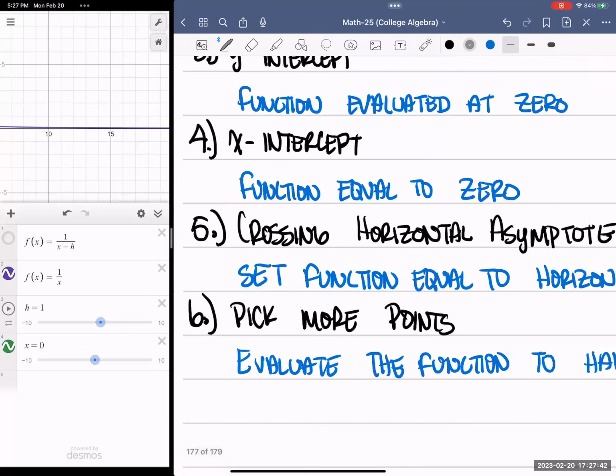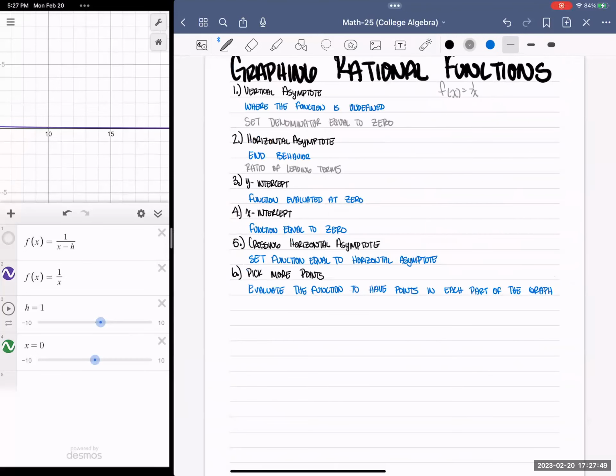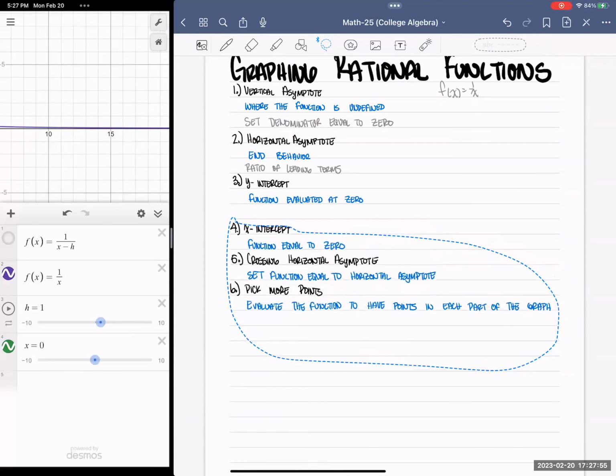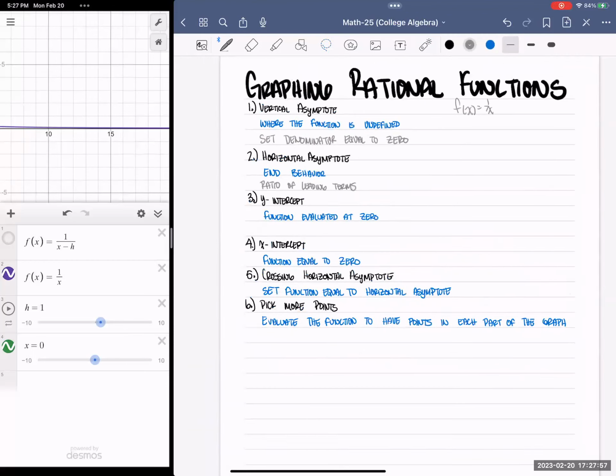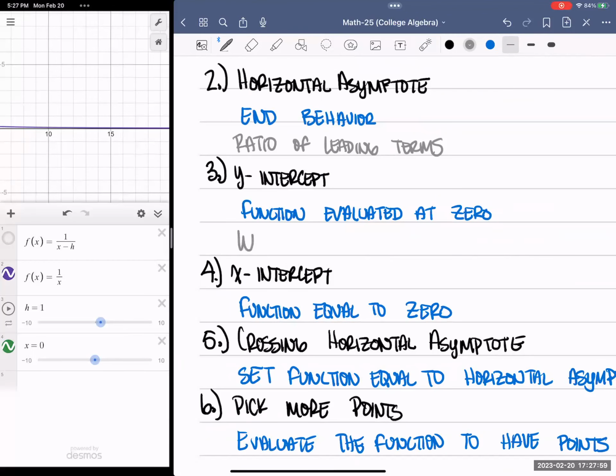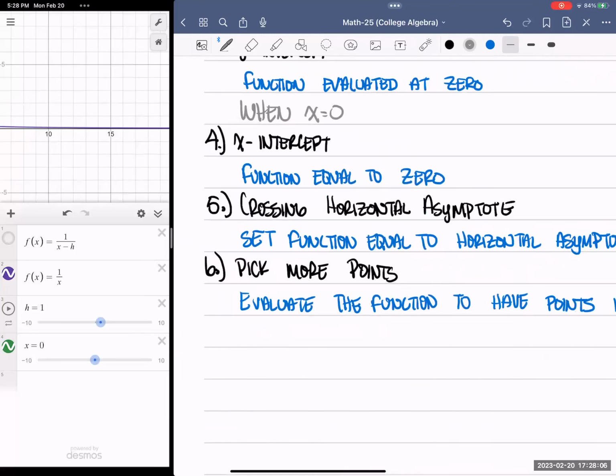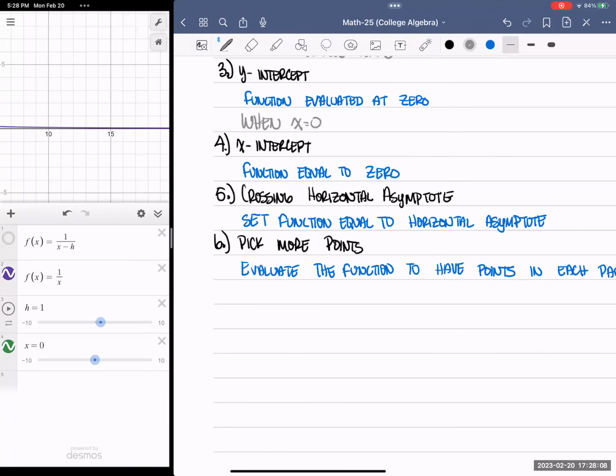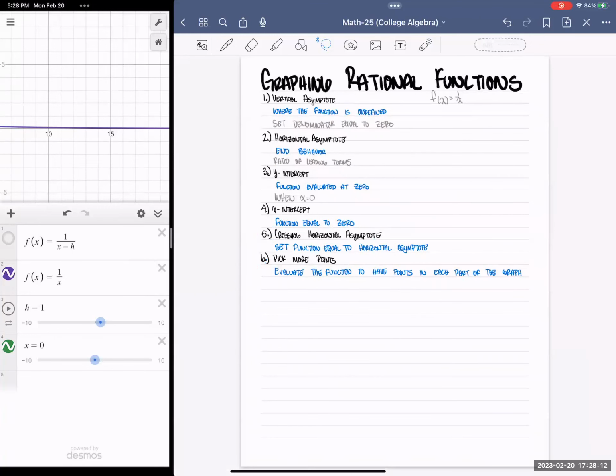For our y-intercept, evaluate the function at 0. So let x equal 0. That one's easy. So is our x-intercept. I feel like we've been doing those this entire semester. For the x-intercept, evaluate our function equal to 0. So here we're just going to say when y equals 0.